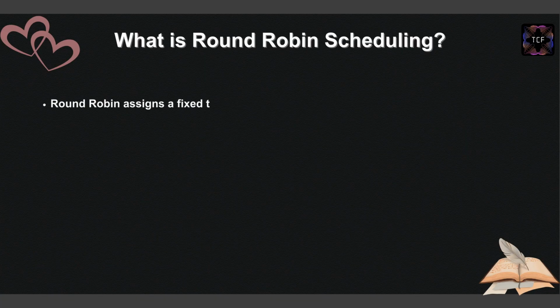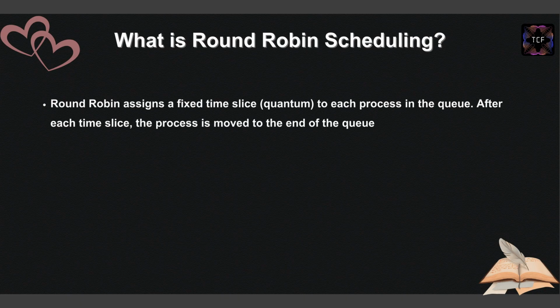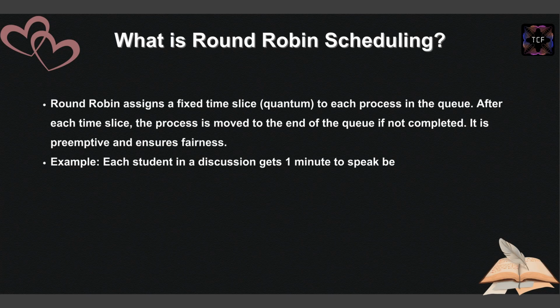What is round-robin scheduling? Round-robin assigns a fixed time slice, quantum, to each process in the queue. After each time slice, the process is moved to the end of the queue if not completed. It is preemptive and ensures fairness. Example: each student in a discussion gets 1 minute to speak before the turn rotates.